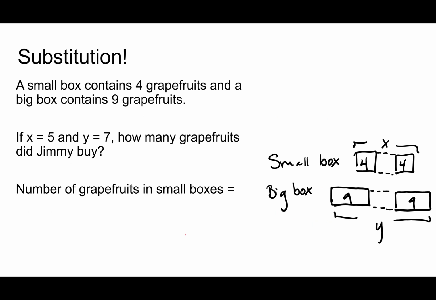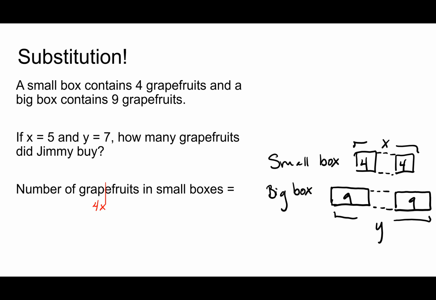So let's start with the small boxes. First of all, what was our algebraic expression for the number of grapefruits in the small box? Maybe go back 2 slides if you can't remember. Rajveer? It was 4x, okay? So on that slide on the next page, where it says number of grapefruits in small boxes, it was 4x.